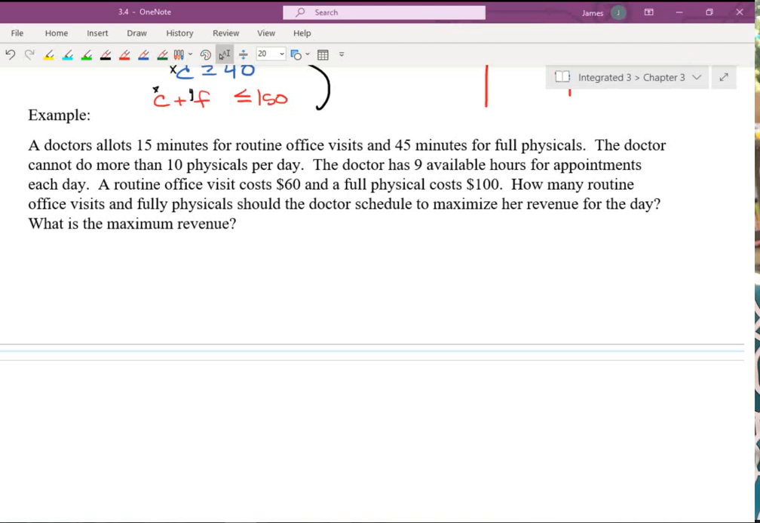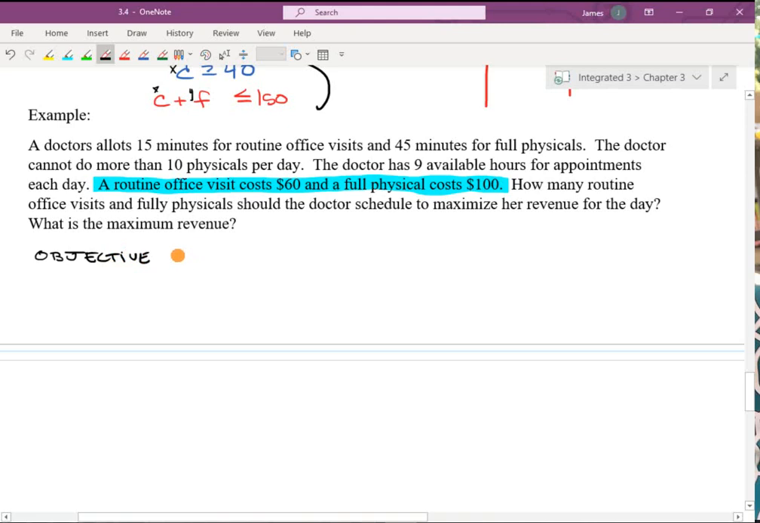Okay, so I think the easiest thing is to find the optimal function, or the objective function. Okay, so our objective function is going to be found right here. You guys write real quick on your own what you're going to do with those two things to create an objective function of maximizing revenue.